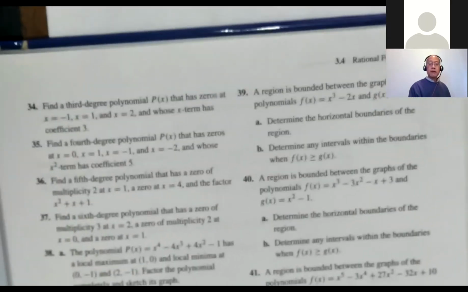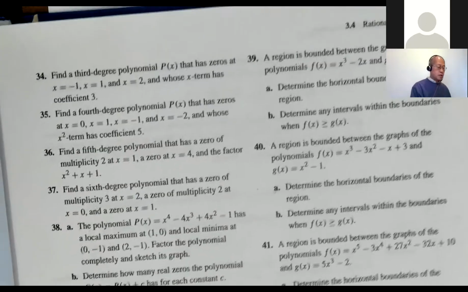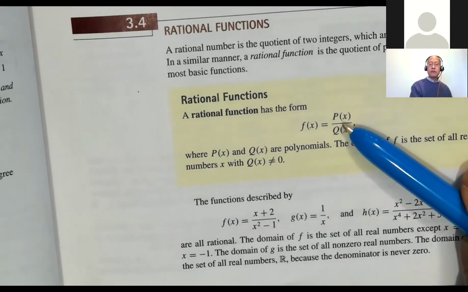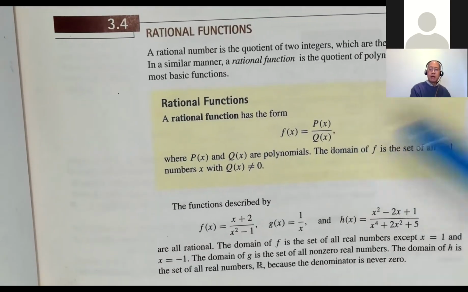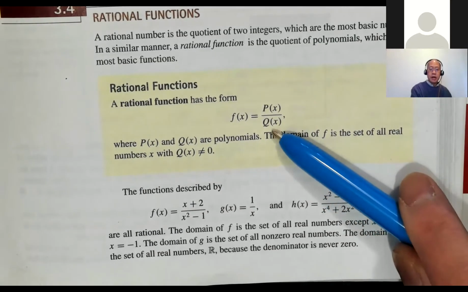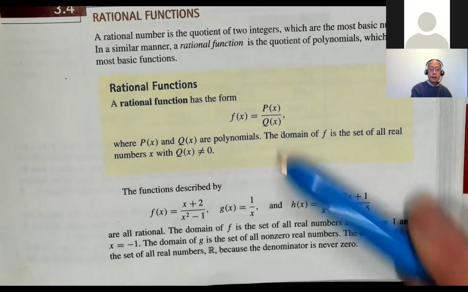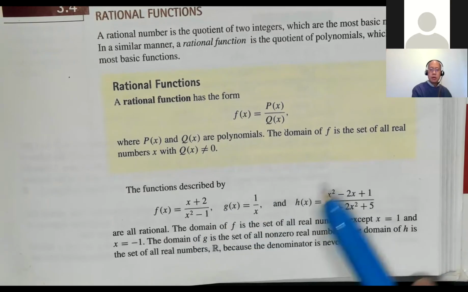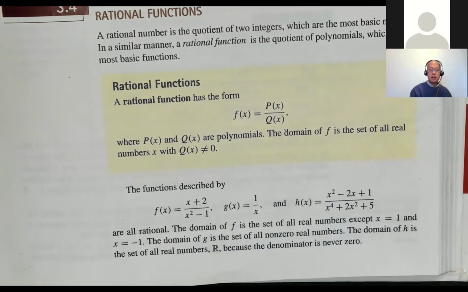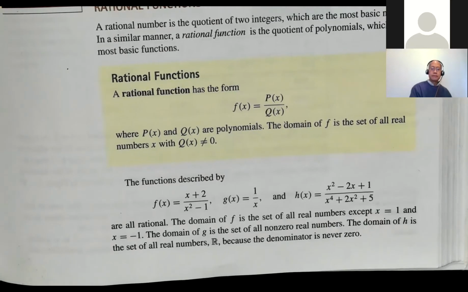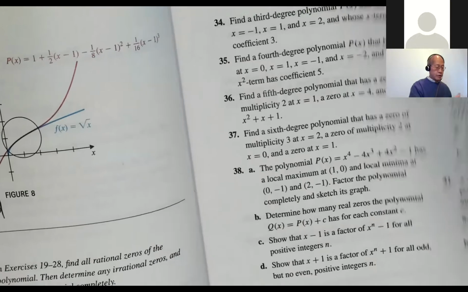All right, so 3.4, rational functions. A rational function is the ratio of 2 polynomials. You have a polynomial divided by another polynomial. Okay, and of course, the denominator cannot be equal to 0, right? So these are all rational functions, polynomial divided by polynomial. And of course, we have to make sure the denominator is not equal to 0 in each of these situations, right? So you have to account for that.